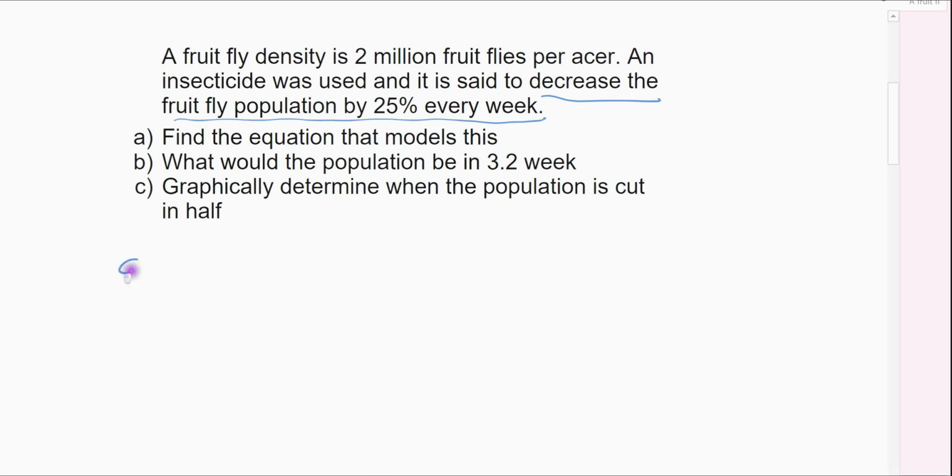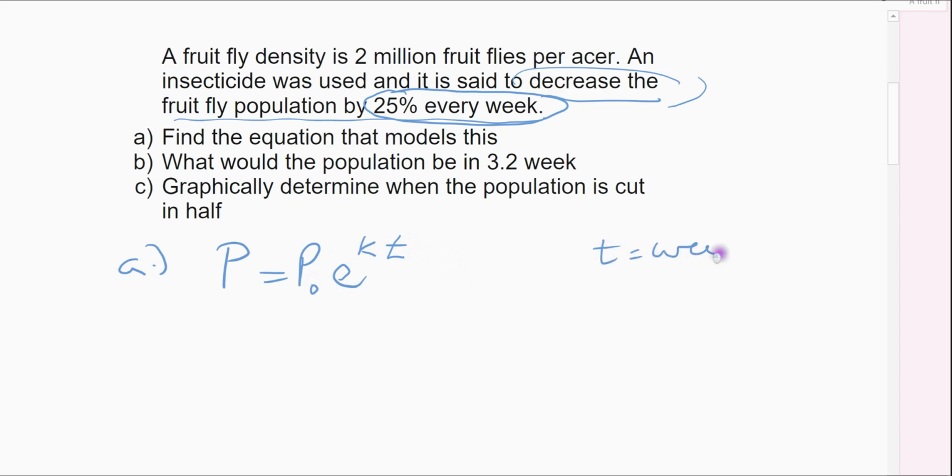All right, so we start off with A, finding the equation. There are actually two ways you can do this, but I'm going to set it up with the exponential case. This is the relative percent growth rate, or decay rate in this case. You need to remember when it's a decay, you're losing that percent. So when we set up our population formula, let capital P be my population, P naught would be my initial population, e raised to the k times time. Time would be my weeks.